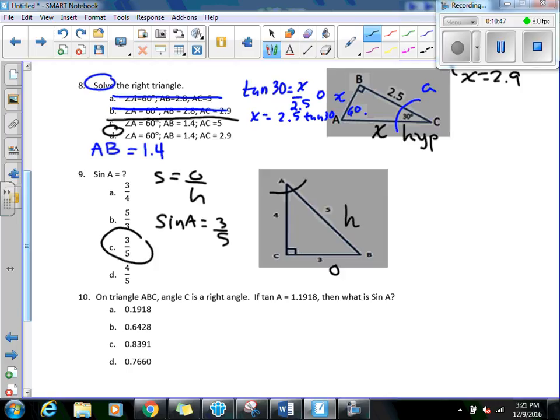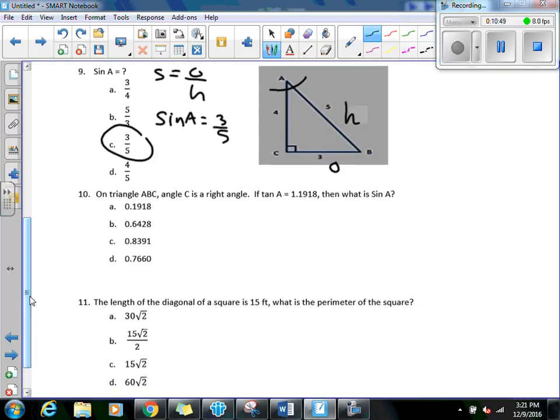And that would make the answer C. Number 10. On triangle ABC, angle C is a right angle. So we'll call that ABC. This is the right angle. And it says if the tangent of A is 1.1918, what is the sine of A?